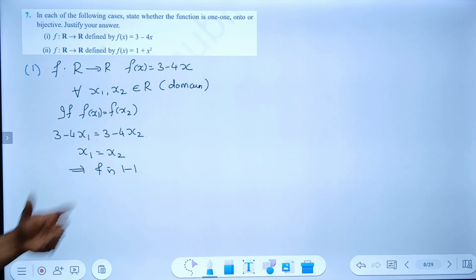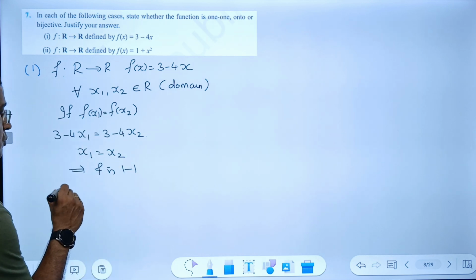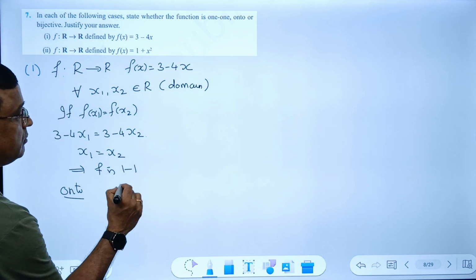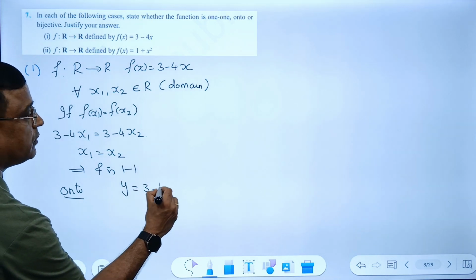Simple, direct algebraic problem. Now for onto, you have y equal to 3 minus 4x.